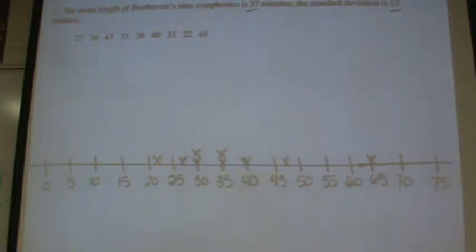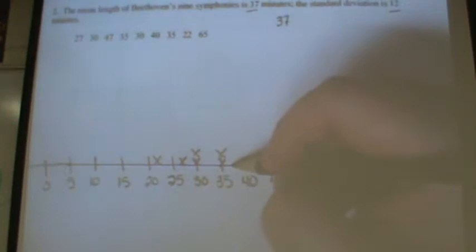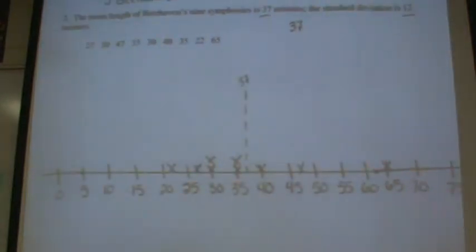Now again, we need to find how many deviations it takes to get all of our values within. So we're going to take our 37, which is our mean, and we're going to plot it on our graph first. So that's almost halfway between 35 and 40. So this is our 37. That's our mean.